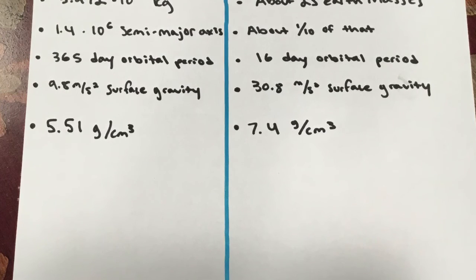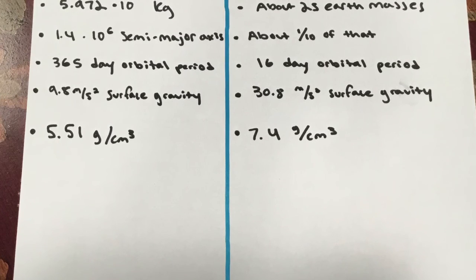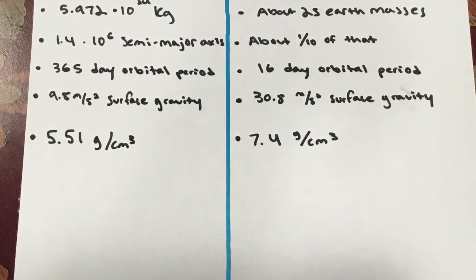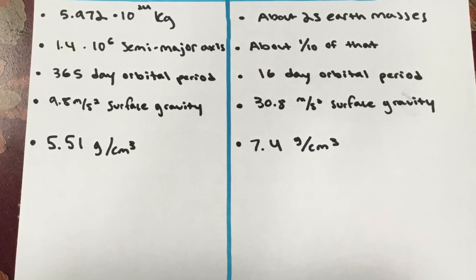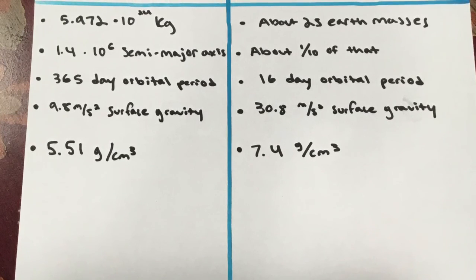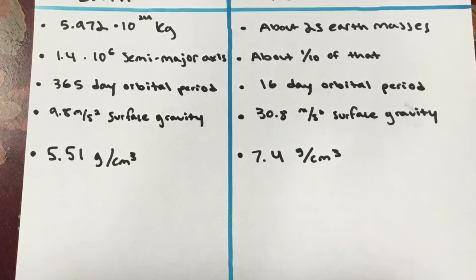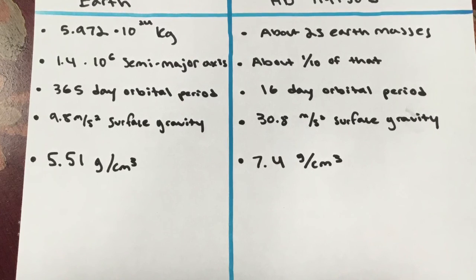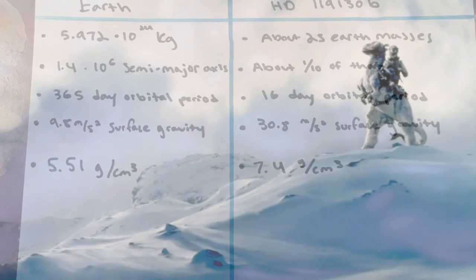Now, we have learned a lot about planet HD 119130b and its host star, but how similar is it to Earth? It is significantly larger than Earth, about 25 times its size. It has a much smaller distance to its star, about 1/10 of Earth's distance to the Sun. It takes the Earth about 365 days to orbit the Sun, while this planet takes 16 days. Its surface gravity is about 3 times that of Earth's, and its density is 7.4 grams per centimeter cubed versus Earth's 5.51 grams per centimeter cubed. Therefore, it is most definitely not an Earth-like planet.